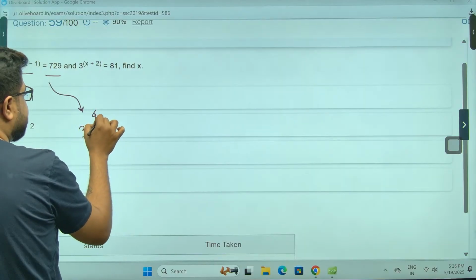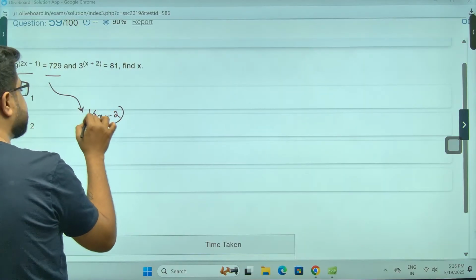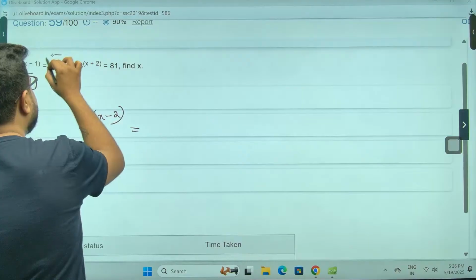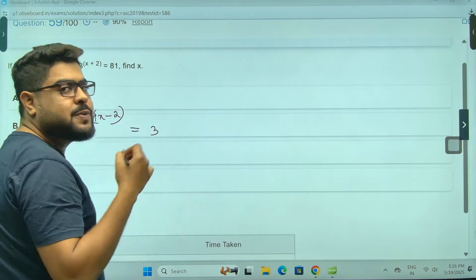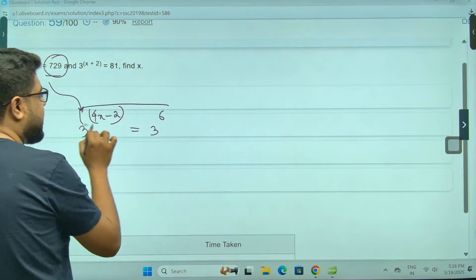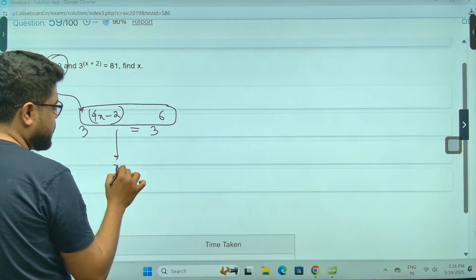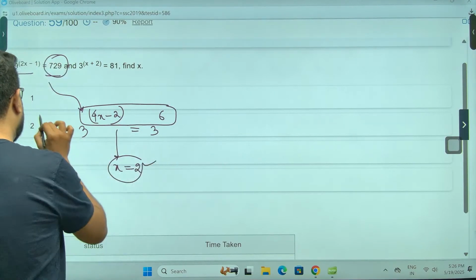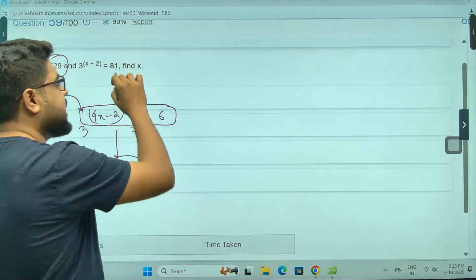So it will be 4x minus 2, sir, multiplied by this power. So this is equal to 729. 729 is what? 9 cube. 9 cube means 3 to the power 6. So powers are same. So x is 2, sir. You don't need to check the second one. If you check, you will get the same thing.